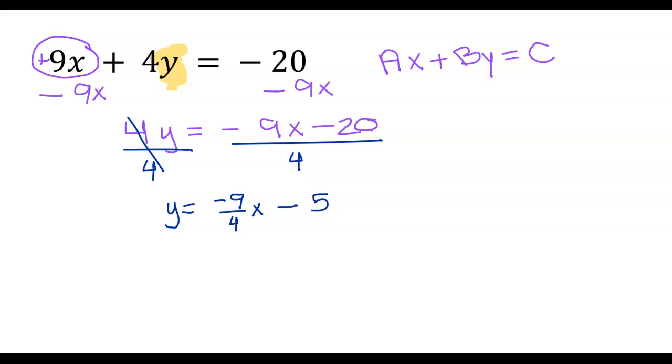And then I can do what I did on the last example and just identify that slope as the number that is multiplying with x. So I could write that my slope is negative 9/4. This is also called the rate of change.